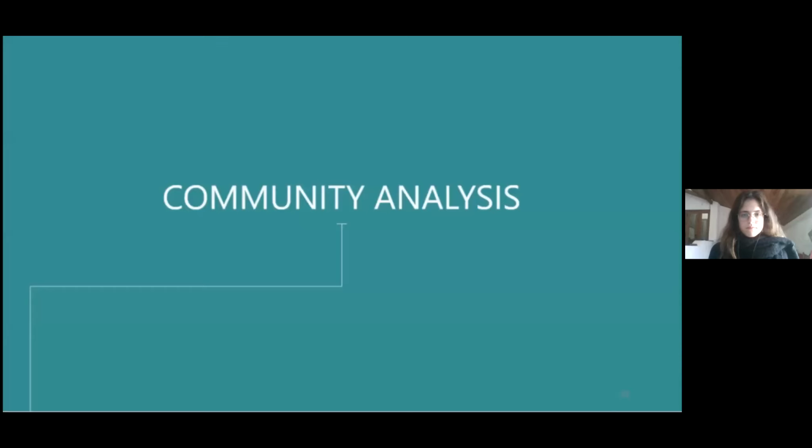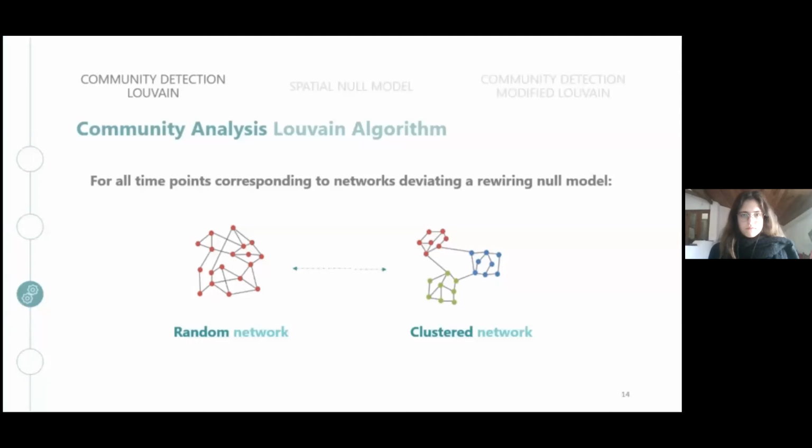So with the functional networks defined, we proceeded with a community analysis by first verifying if these specific networks had a modular structure. So first we selected the time points for which the networks deviated from a random case using the standard rewiring null model. And this was done naturally to exclude any time instances that would possibly correspond to noise configurations and therefore lack the clustered topology that we were interested in investigating.